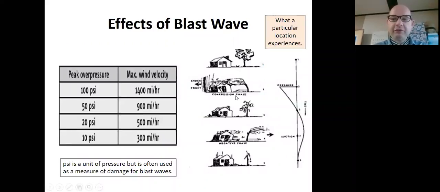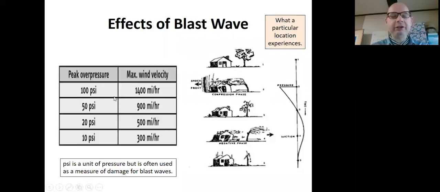Now I'm showing the effects of a blast wave. Here you can see what a particular location would experience as a function of time. First, the detonation happens. There's a certain distance that this house and this tree are away from where the explosion happens. As the explosion happens, of course, the effect hasn't arrived at the house yet. But then as time continues, you get the wind.